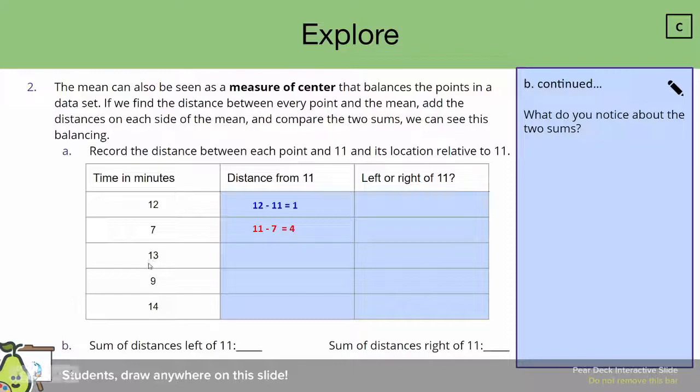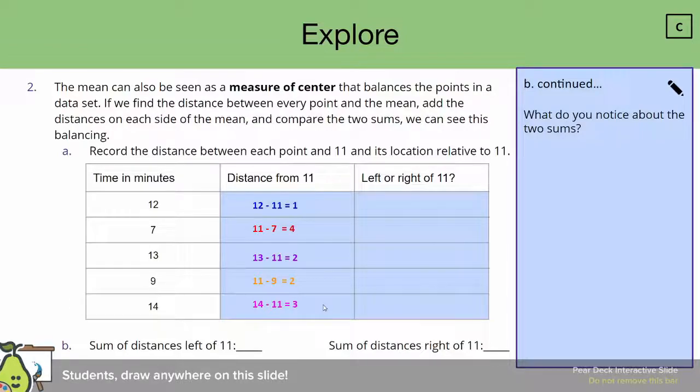Time in minutes, 13. So we're going to start with 13 minus 11, which is 2. We have 9, which means we're going to have to start with 11 first. So we have 11 minus 9, which is 2. Now we have 14, so we're going to start with 14 minus 11, and we get 3. So these are the distances that you should have gotten: 1, 4, 2, 2, and 3.